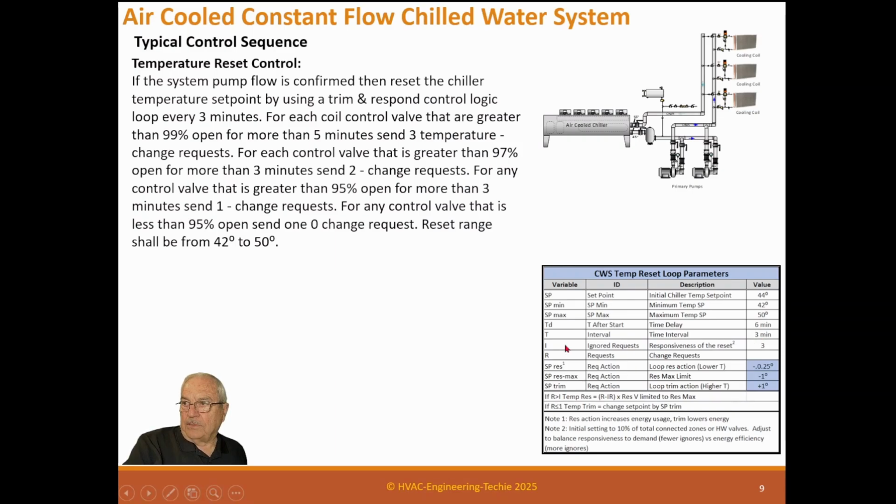This one here is ignored request. So what it does is when it gets a request, it doesn't make immediate changes. It has an ignore. So what all these factors are is ways to modify the basic sequence, like at the maximum, at the minimum, to kind of shape this response the way you want it. So this ignored request is 3.